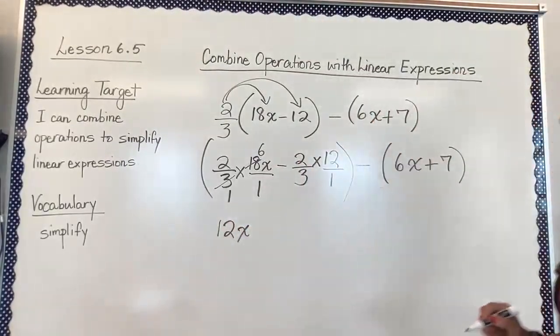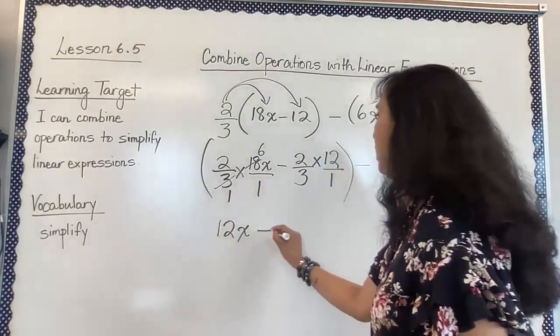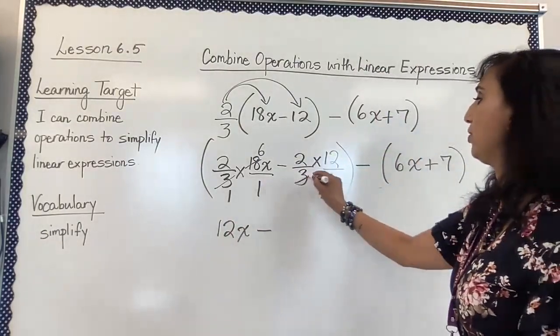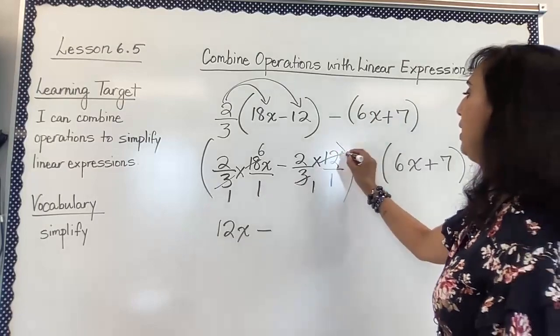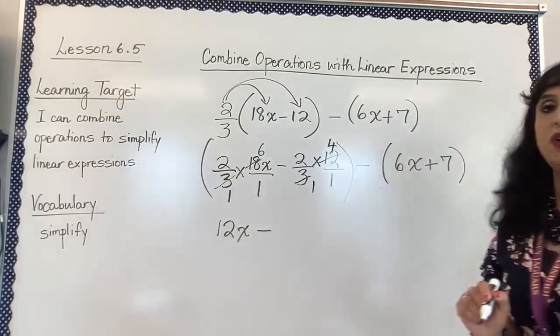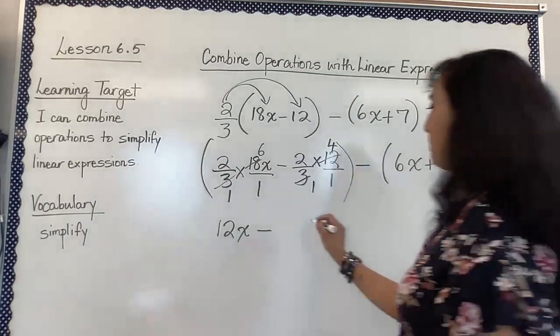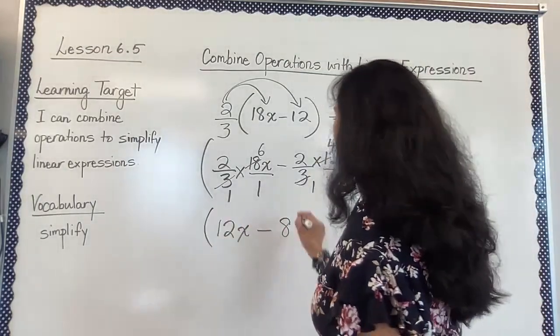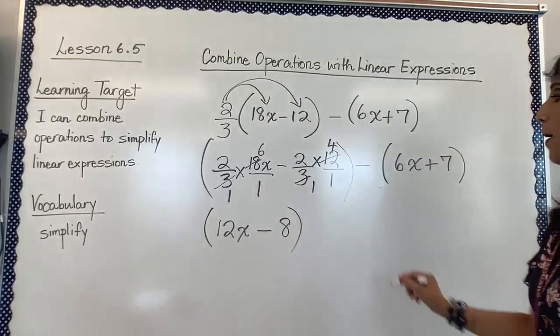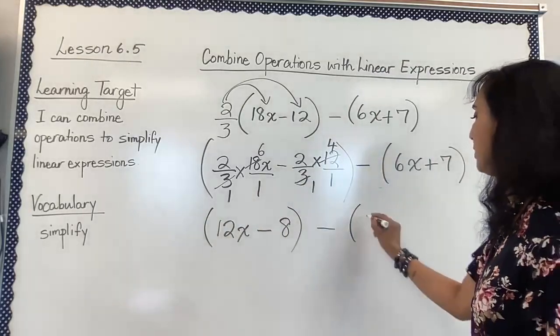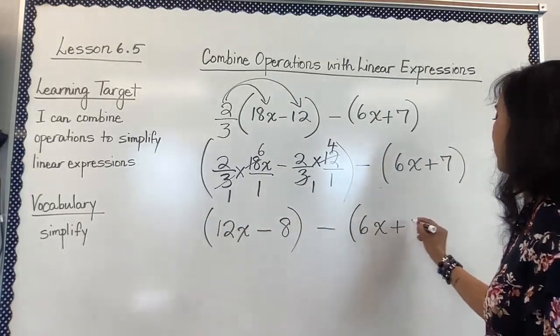12x. And then I'm going to look at what I have here. I can simplify: 3 times 1 is 3 and 4 times 3 is 12. So then I get 12x minus 8. So that is what this part is, minus (6x plus 7).